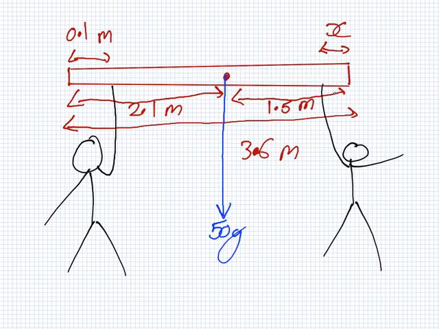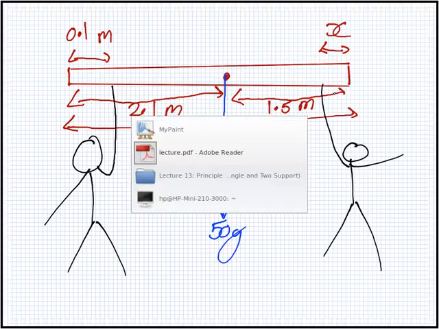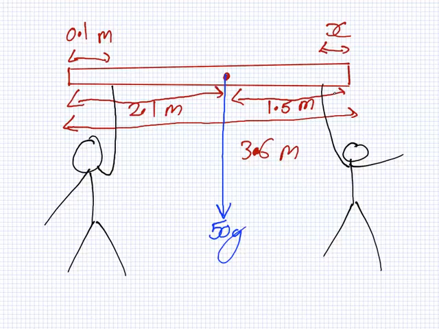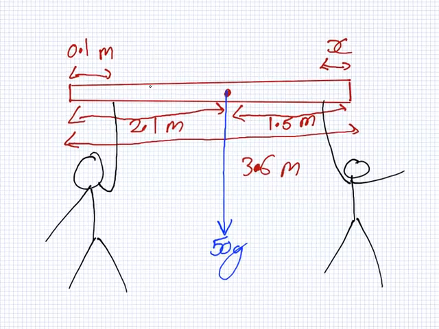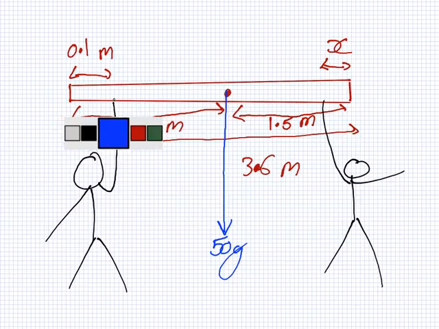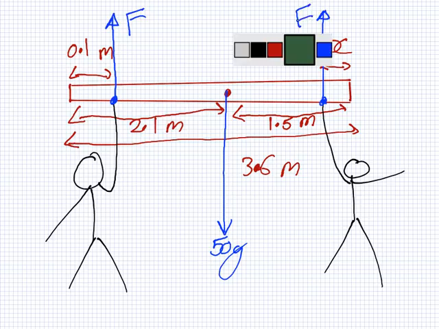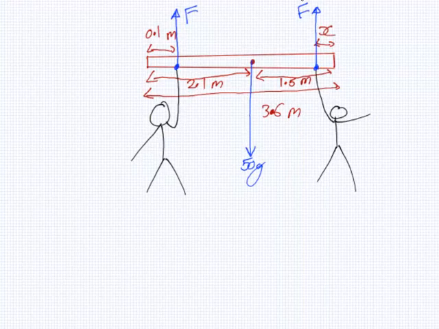Okay? But there is one other thing you know about this man that's actually important to the question. What do you know about these men? Identical twins. So if they're identical twins, then it means that they're the same strength. So what I wanted you to try and figure out is that this F is the same as this F. Right, so let's see what equations we can make.